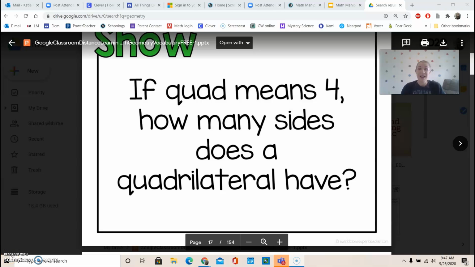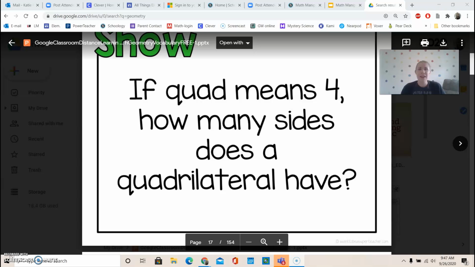Fourth graders, we're going to continue with lesson 1.3 for math, and we're going to learn about more quadrilaterals. So please right now turn in your math textbook to page 100. Pause the video to get there.